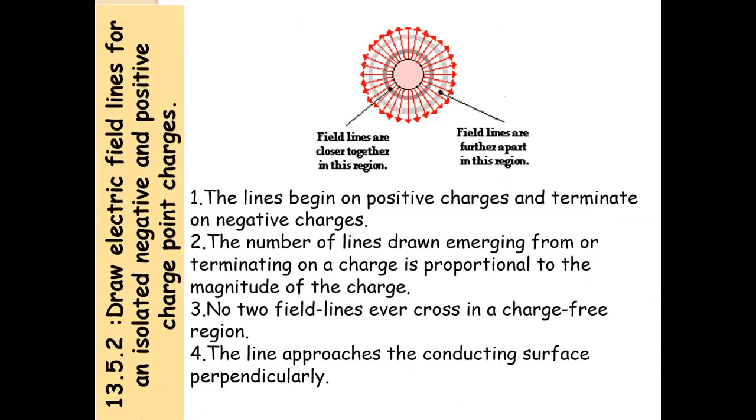Okay, these are a few properties of the electric field lines. The lines begin on positive charges and terminate on the negative charges. The number of lines drawn emerging from or terminating on a charge is proportional to the magnitude of the charge. That means if the density is more, the number of lines should be more. If the density is less, the number of lines should be less. No two field lines ever cross in a charge-free region. The field lines never cross each other, and the lines approach a conductive surface perpendicularly. These imaginary lines must be drawn perpendicular to the surface.